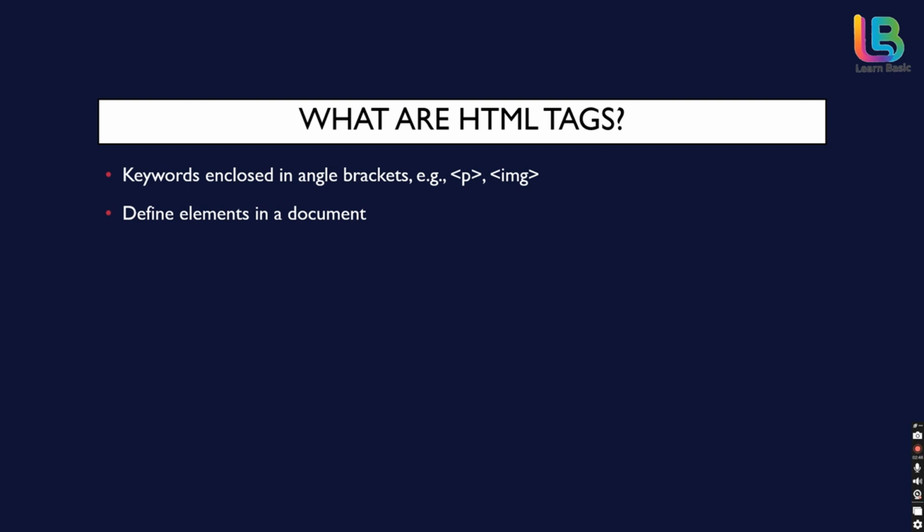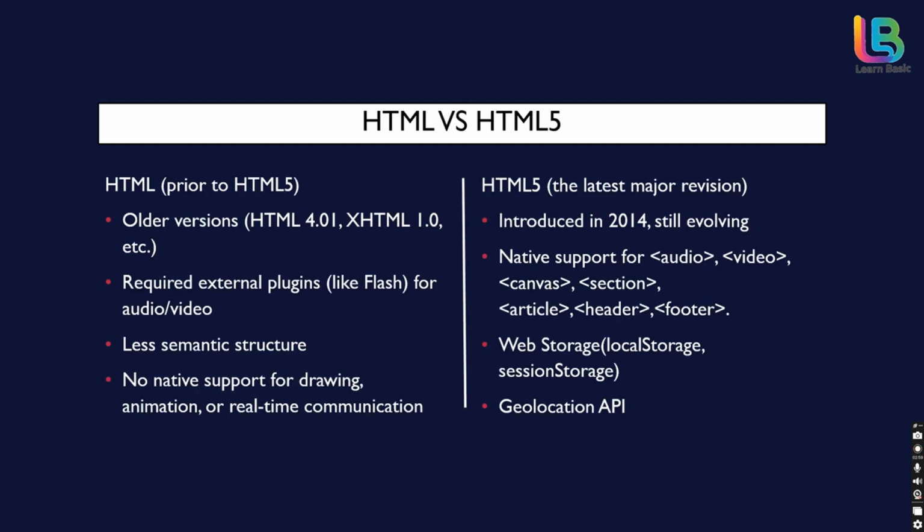What are HTML tags? Tags are keywords surrounded by angle brackets. For example, paragraph tag, image tag, and there are various other tags. Basically, they define elements in a document. So let's get back to another question. That is, what is the difference between HTML and HTML5?